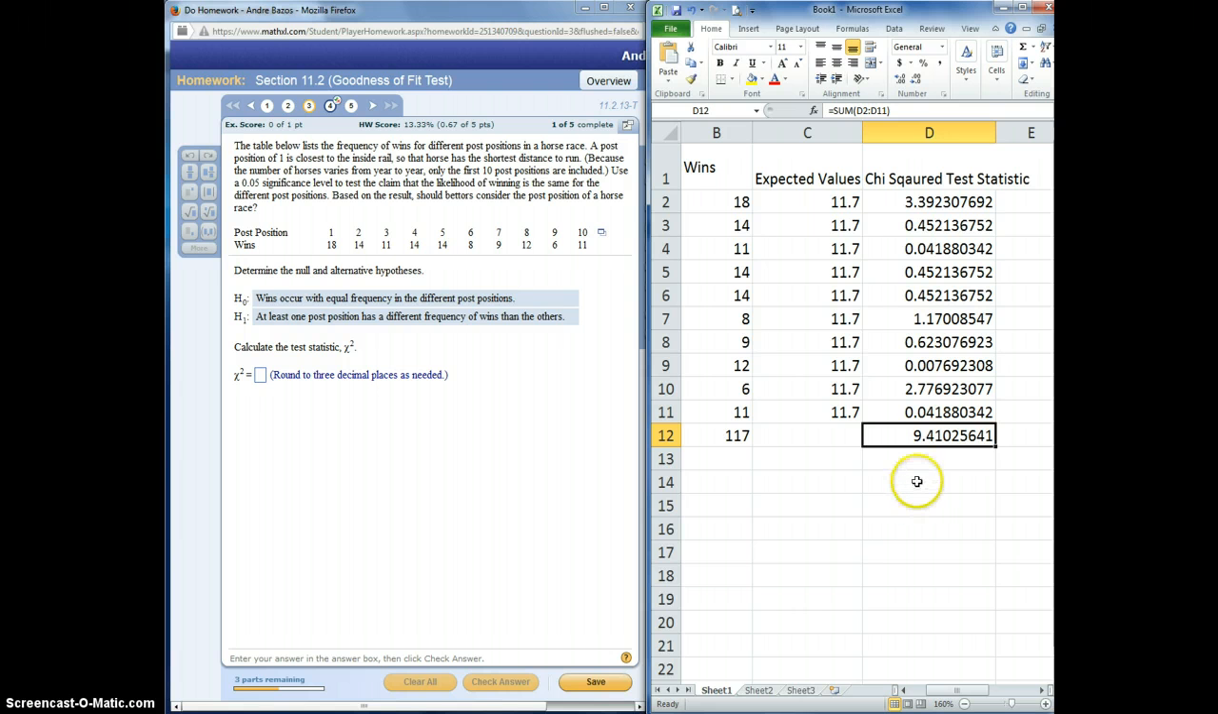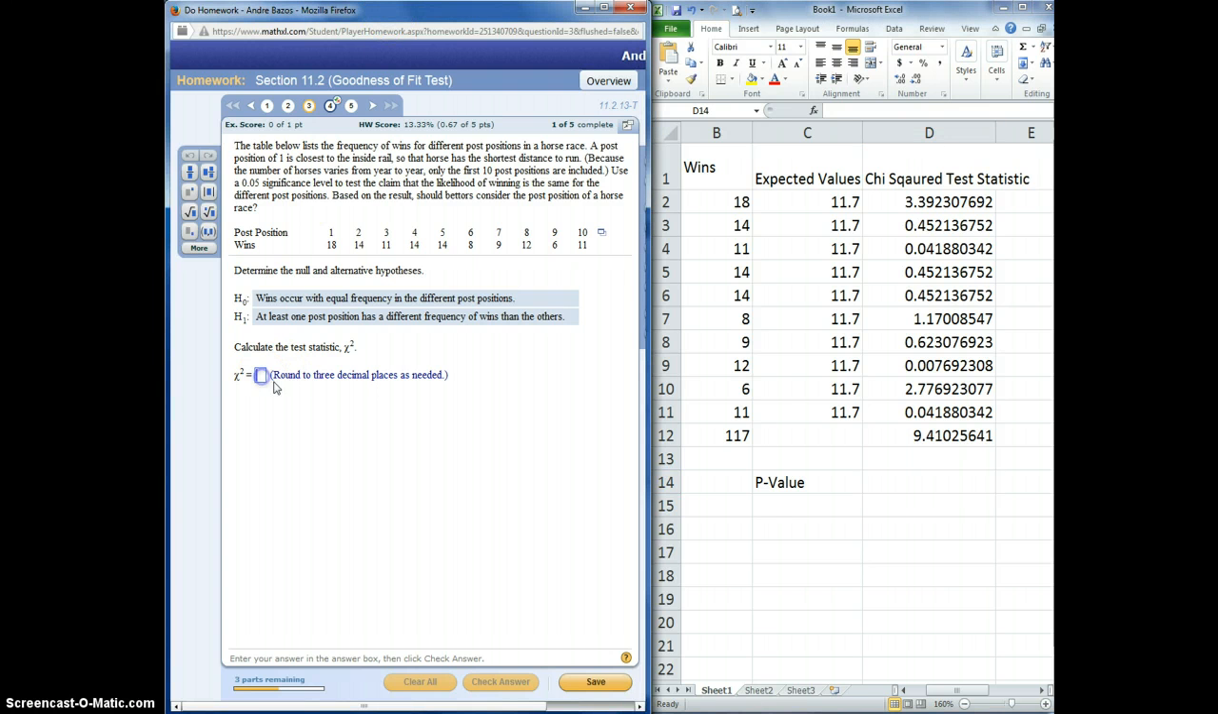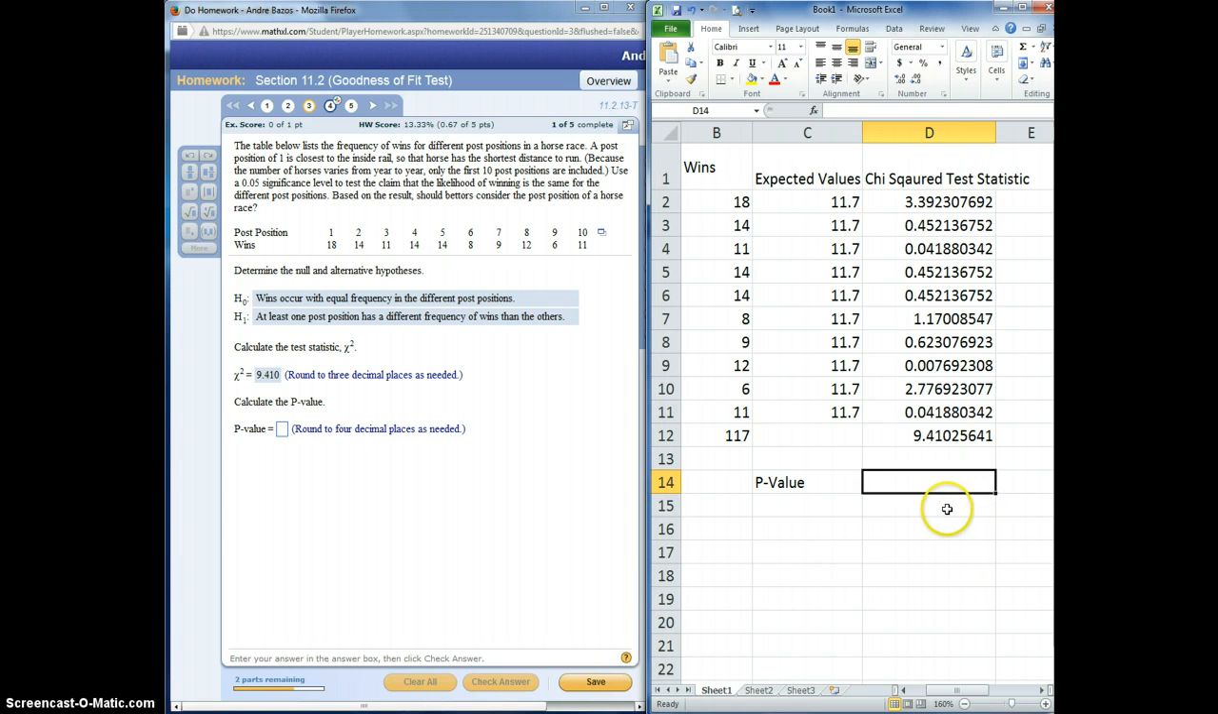And now I want to find the p-value for this chi-squared distribution. Let me enter my chi-squared over here so we can see we got the right one. So 9.410, to three decimals. I'm going to check the answer. Good job. All right, now I want the p-value.